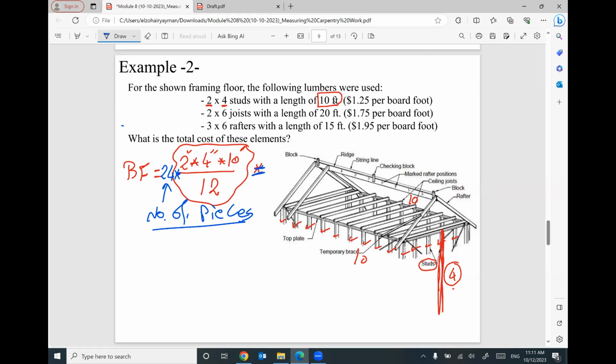Then you can find out the quantity takeoff for just studs, only studs. So 2 by 4 by 10 divided by 12. This is for one piece, times 24. The total is 160 board foot. And we are given the cost, $1.25 for each board foot. So the cost for studs only will be the total board foot, 160, times $1.25. Then I can find out the cost for studs only: $200.